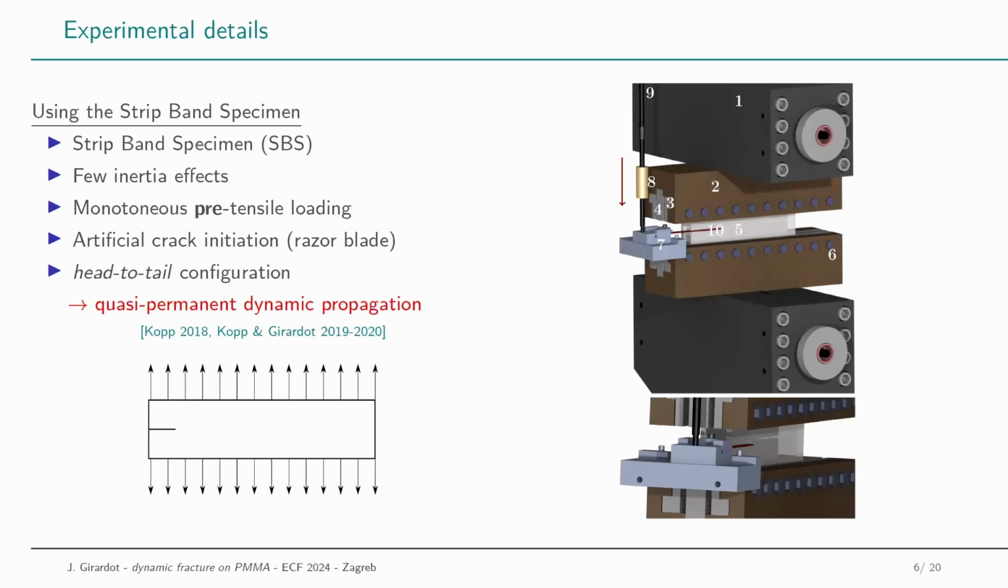And finally, we also developed a head-to-tail configuration. So in fact, you can see here on the back of the plate, you have a second one. And this second plate, which does not break during the test, allows to have a really symmetric propagation and avoid some bifurcation. In this case, we try as much as we can to get what we call a quasi-permanent dynamic propagation.